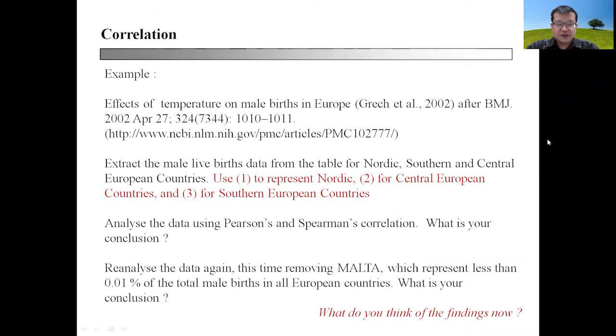This is an example showing correlation in action using a problem excerpted from the British Medical Journal published in 2002. In this example, we shall examine the effects of temperature on male births in Europe. First, you need to extract the male live birth data from a table for Nordic, Southern, and Central European countries. Use 1 to represent Nordic, 2 to represent Central European countries, and 3 to represent Southern European countries. Analyze the data using both Pearson's and Spearman's correlation. What would be your conclusion?